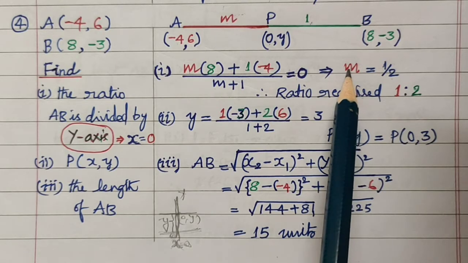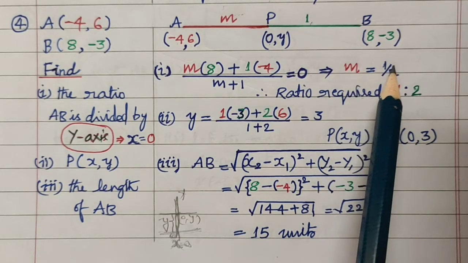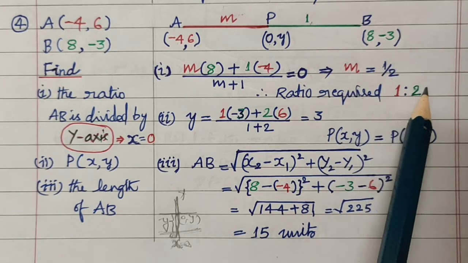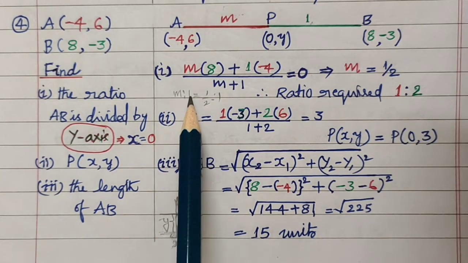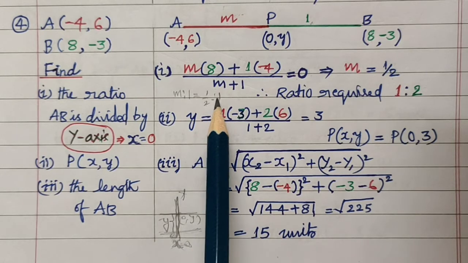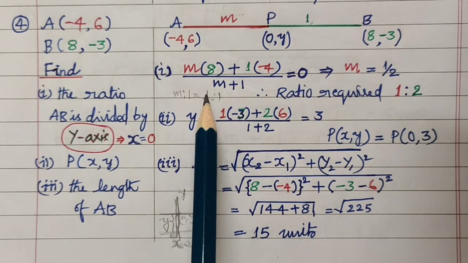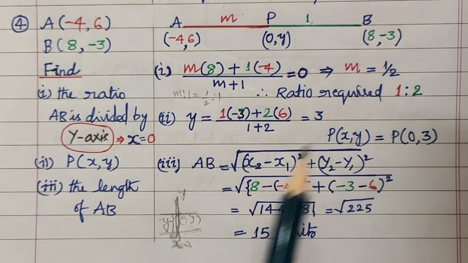If you consider this is m is to n, m is to 1 is equal to 1 by 2, therefore 1 is to 2. The ratio is m is to 1, that is equal to 1 by 2 is to 1, multiply both sides by 2, then that will become 1 is to 2.